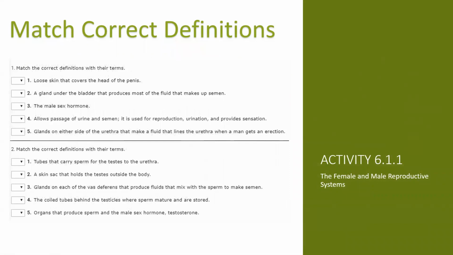For lesson 6.1, the activity is 6.1.1, which is a matching activity. And what you'll be asked to do is match the term with the definition. There are drop-down boxes here, and all you will do is, to the right side, there will be a list of terms, and you're just going to use the drop-down menu to match the correct term.